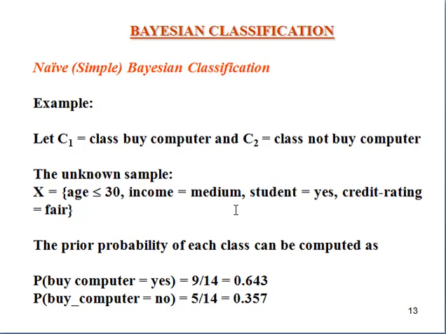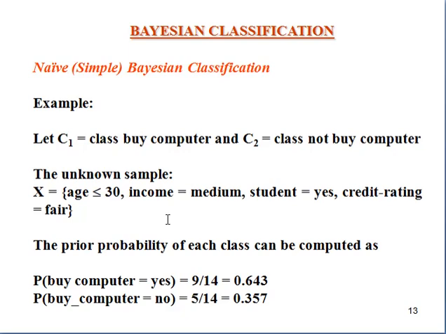So we now know that the individual is a student with a medium income, having an age less than or equal to 30, and his credit rating is fair. Now once we have these attributes and their values, we can calculate the prior probability of each class. And now you know the formulas through which we can calculate prior probabilities, which we have studied in previous slides.